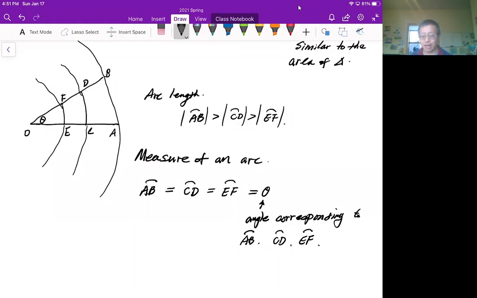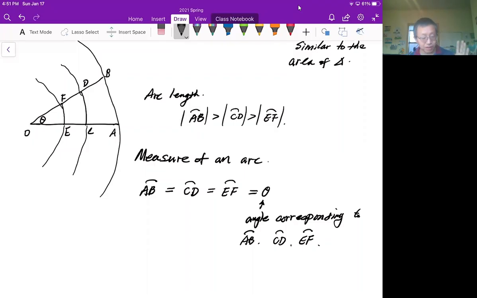Okay, the arcs have the same measure. So be very careful. One measure is the actual distance. I call that arc length. They are different. The other measure is the angle change. That's called the measure of the arc. In that sense, the measures of the three arcs are actually the same because they correspond to the same central angle. All right, that's a little bit different.